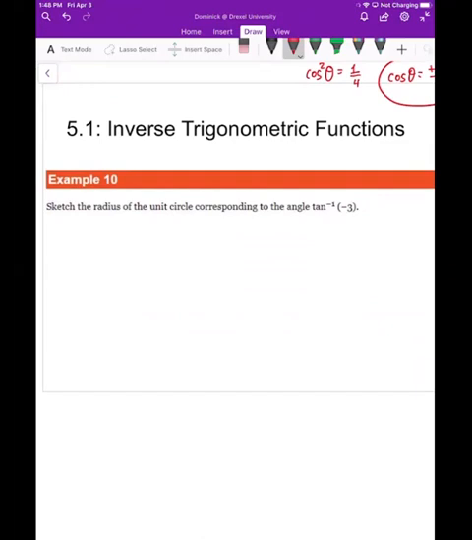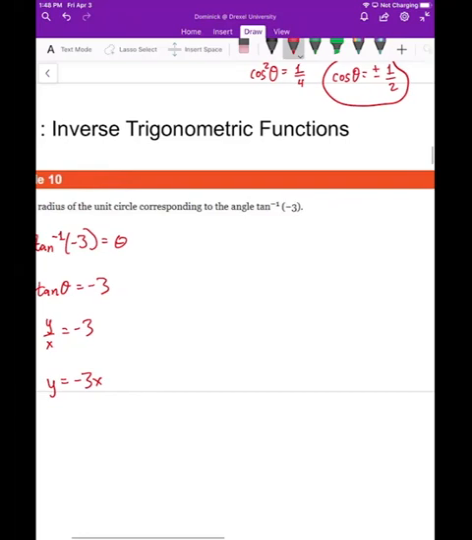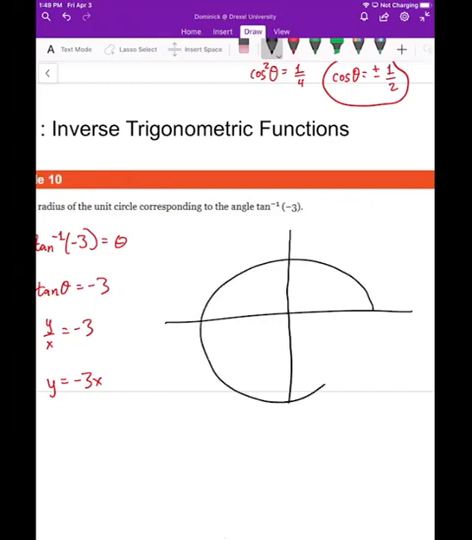Okay. Now in example 10, we want to sketch a radius that corresponds to the inverse tangent of -3. So I want to find the inverse tangent of -3, which again means that I want to find an angle whose tangent is -3. Or we could just as easily say y over x is -3, which is to say the line y equals -3x, right? So in this one, and this is going to sort of segue us into our next conversation, what does the line y equals -3x look like?